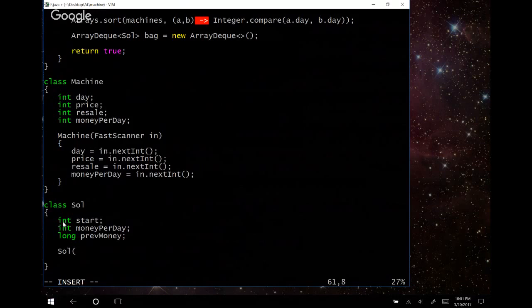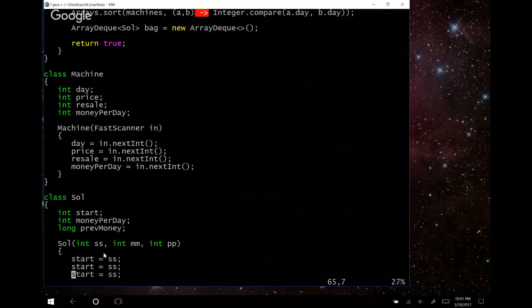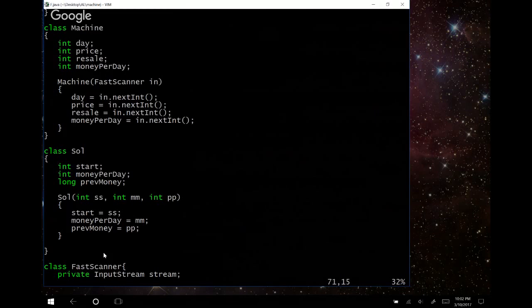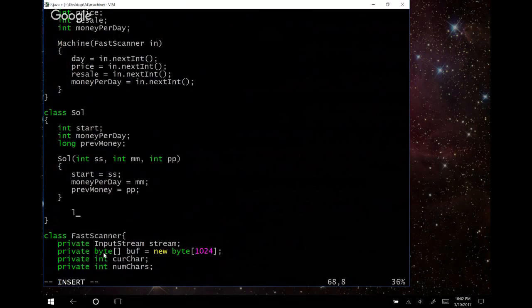So what's the first day this machine is available? How much money does it make per day? And what's the previous money we had before we had this machine? So I'll read in some of this input here. I'll be a little bit lazy once again. It's a great way to make a bug for yourself, though. So you shouldn't copy and paste like this, but I do it all the time. Looks good. So I've made my little constructor here.